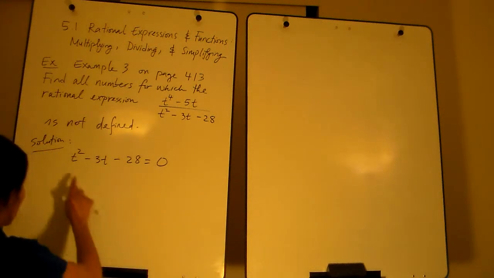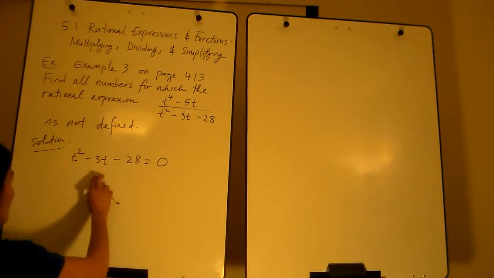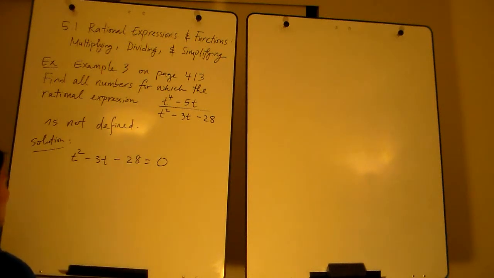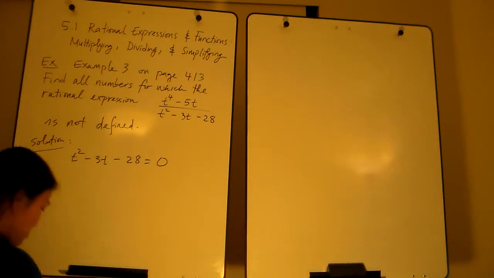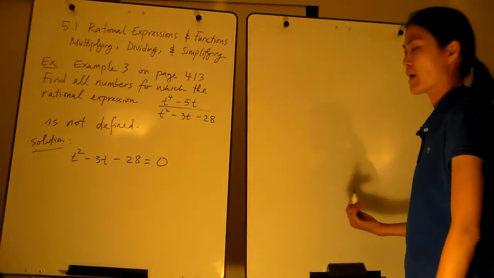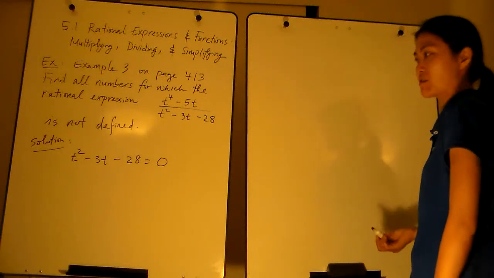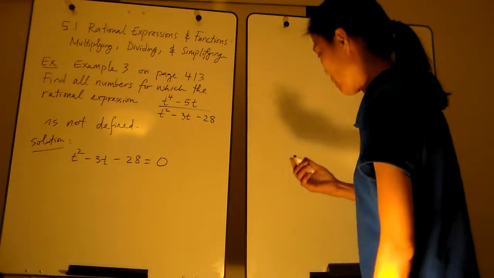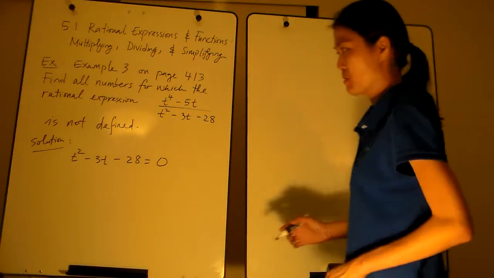Alright, this is a trinomial, t squared minus 3t minus 28. And we learned in the previous section how to factor trinomials. You should try and attempt to factor a trinomial. I know in some cases you cannot factor, but you should try to see if it's factorable or not. So we have this trinomial.